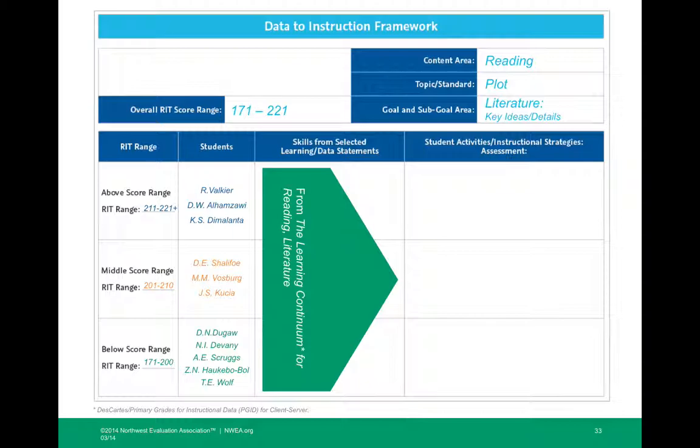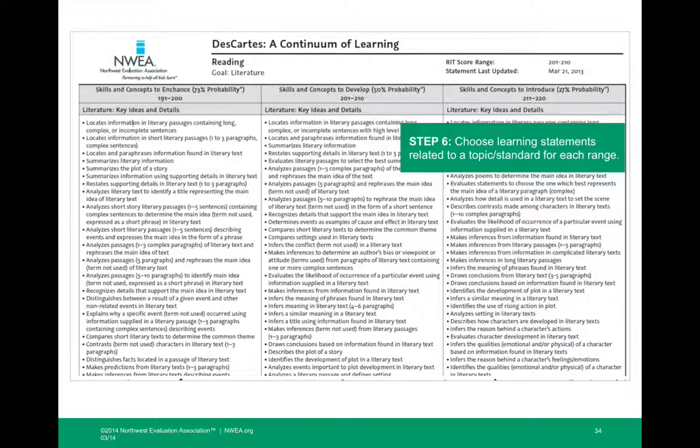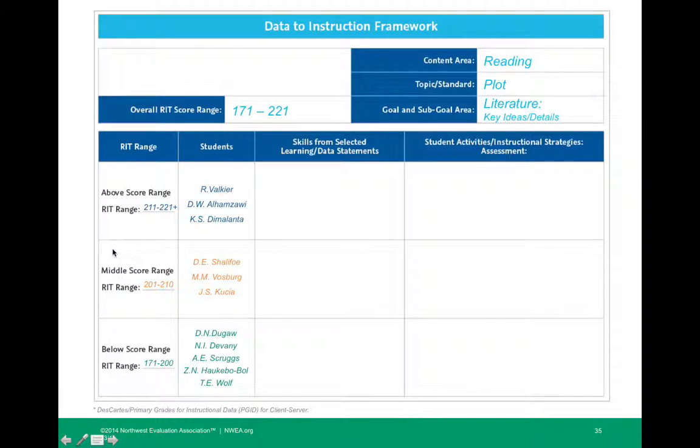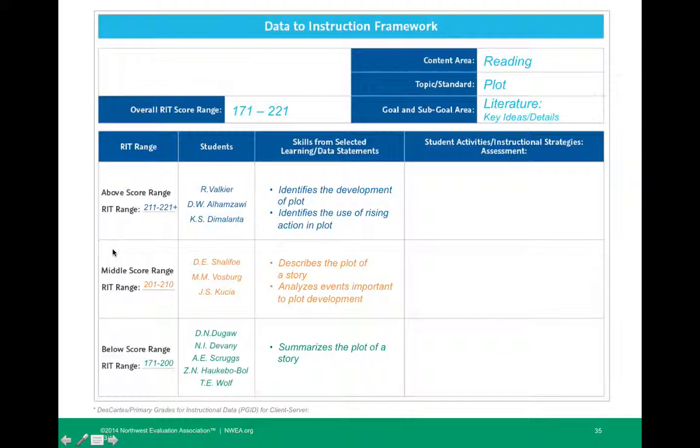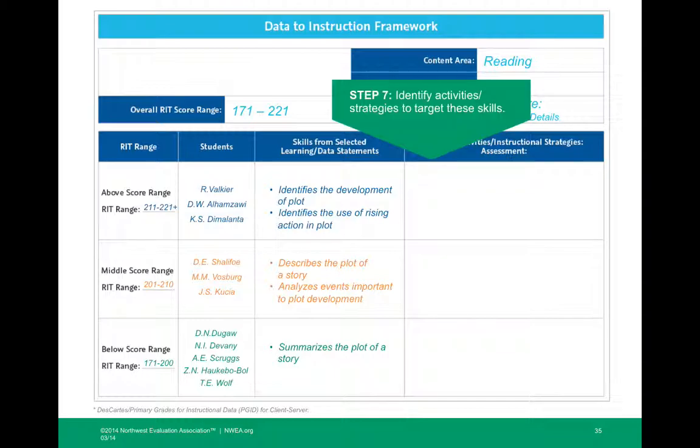And then from the learning continuum, for my example for reading and literature, I'm going to choose learning statements related to a topic standard for each range. For example, I might use this one: describes the plot of a story, identifies the development of plot, and analyzes events. This is based on where I'm teaching. I know what I'm teaching, so I pick a statement that fits what we're working on. Then I picked one for the below and also for the above students, and I'm going to input those on that report. So I'd like for you to do that as well.